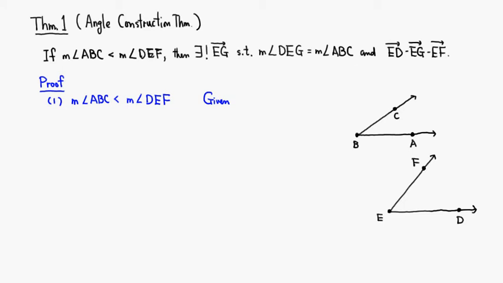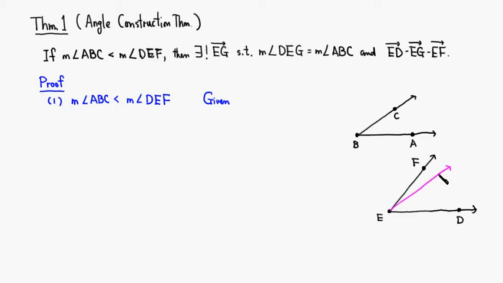Alright, let's look at Theorem 1, the angle construction theorem. Let's say you have two angles, one bigger than the other, so angle ABC is smaller than angle DEF. Then you can always find the unique ray EG. So I'm looking at this picture. We can always find this unique ray EG.